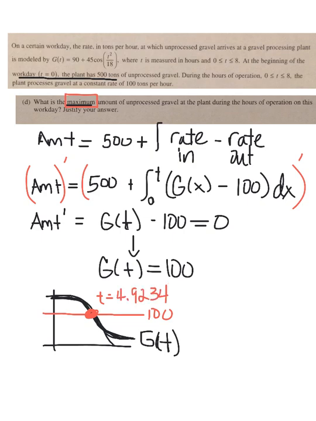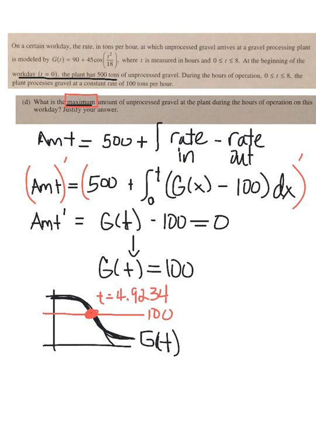All right, so you should have gotten t equals 4.9234. Now, let's just look at this. Don't you see that prior to this point, g of t is above 100, and after that point, it is below 100? So positive, then negative. So we definitely have a maximum here.